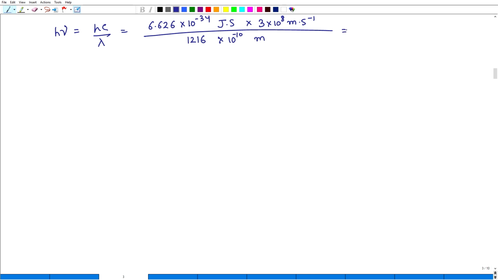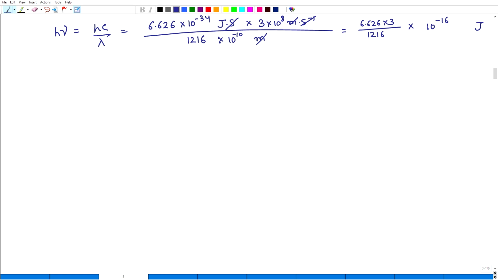We have to calculate what is the value. What will be the unit? First, meter will cancel out, second will cancel out, and it should be the unit of joule. We just have to calculate the value. It will be 6.626 into 3 divided by 1216, and 10 to the power minus 18 goes there, so it will be 10 to the power minus 16 joule, I guess.